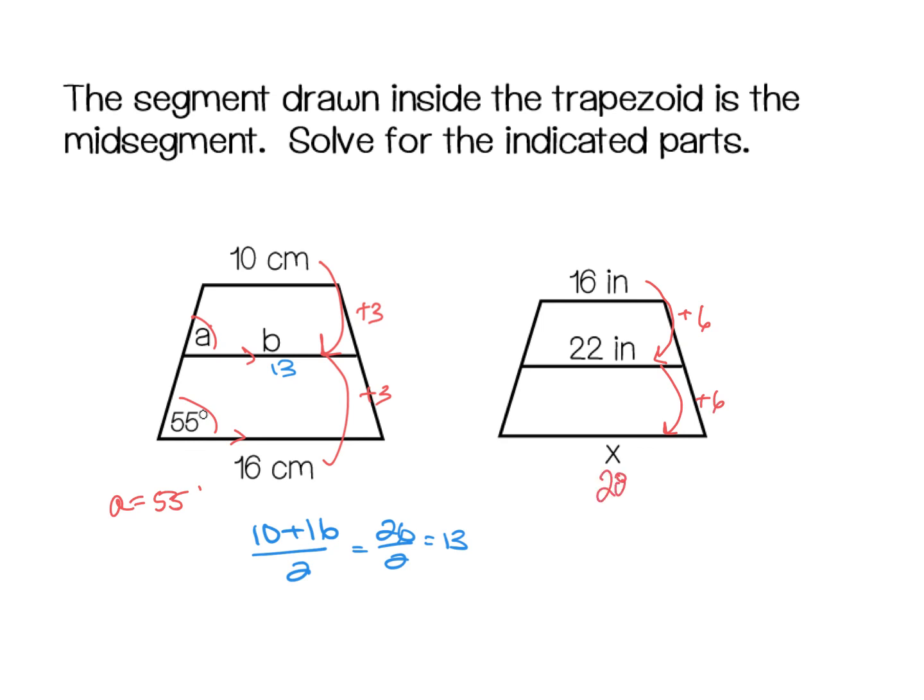All right, so algebraically, here's how it would have worked. If I say the two bases added together, 16 plus x, divided by 2, that should equal my mid-segment, which is 22. So I need to multiply both sides by 2 in order to clear my fraction. So I'd have 16 plus x equals 44. I need to subtract, I'm sorry, subtract 16 from both sides. So I get x equals 28. So we end up with the same value. It's just a lot less work to get it just by using logic. And we can do logic with numbers.